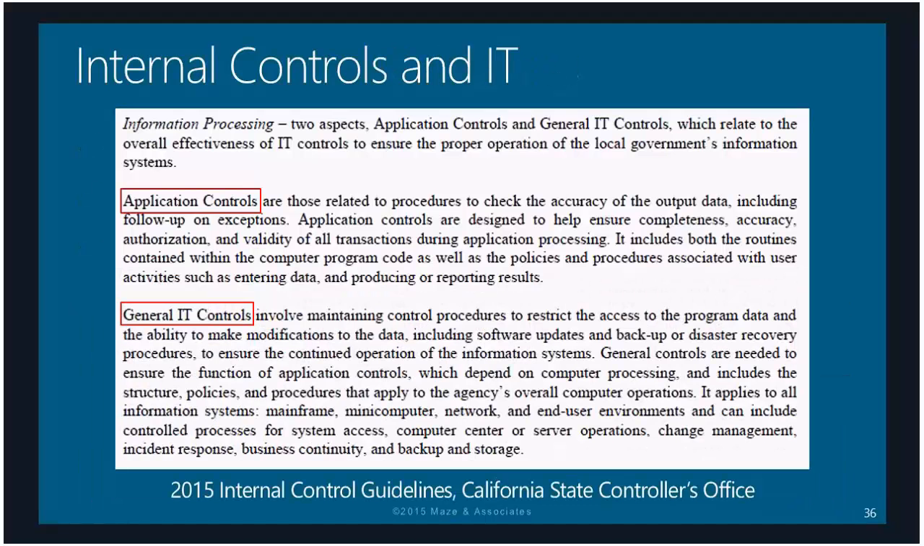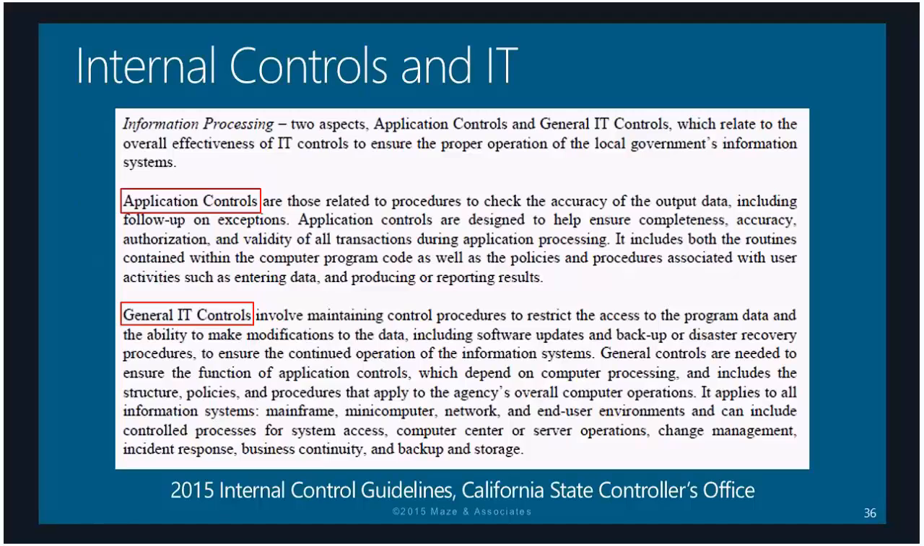And then they talk about information processing, and they talk about two aspects of it: application controls and general IT controls. And if you go back to what I just showed you in there, the application controls are talking about the controls in the financial application themselves, and the general IT controls are talking about everything else.